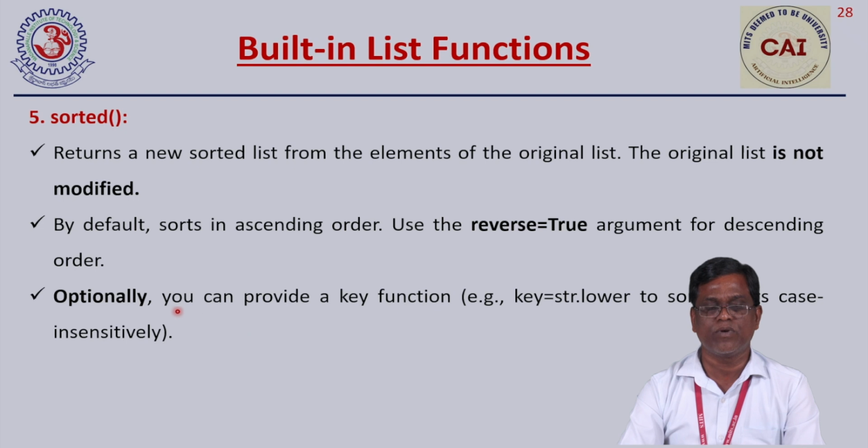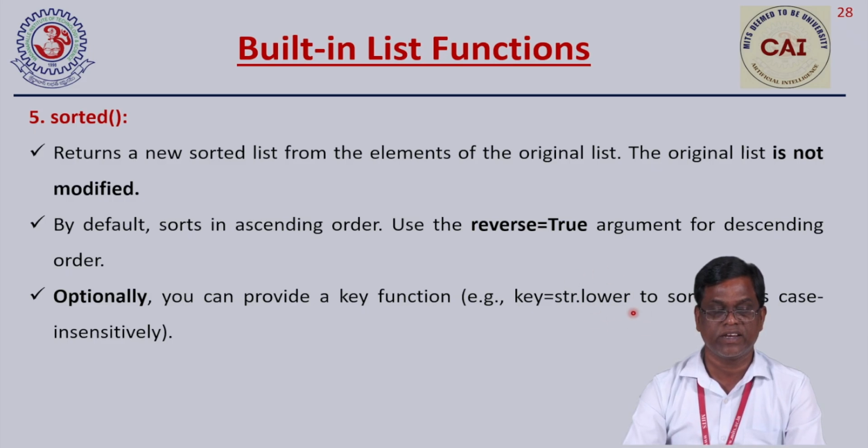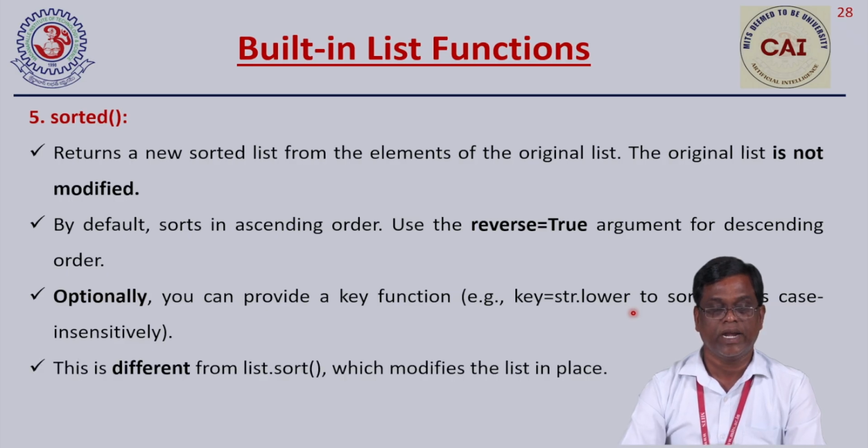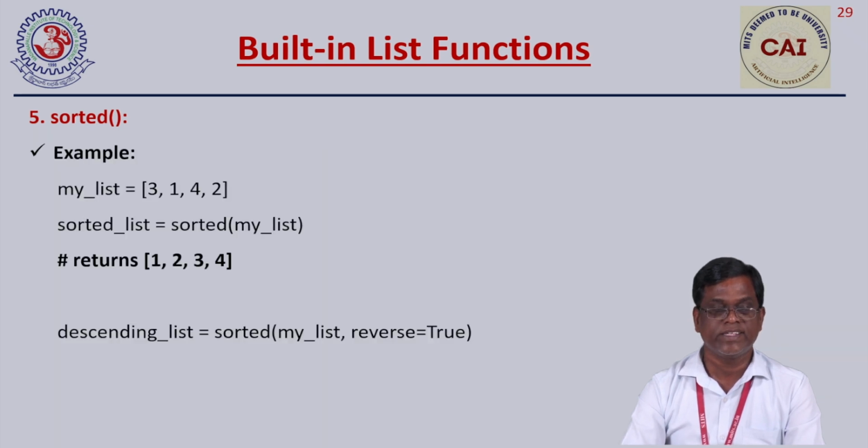Again, optionally we may include one more parameter, that is the key parameter. To do this comparison and sort the elements, we can use another metric also, like key equal to str.lower. Now whenever it is sorting that particular string of values, it will consider lowercase. Okay, so that is an additional thing we can consider here. And as we told at the beginning, it is different from the sort which we already discussed. And here is the example.